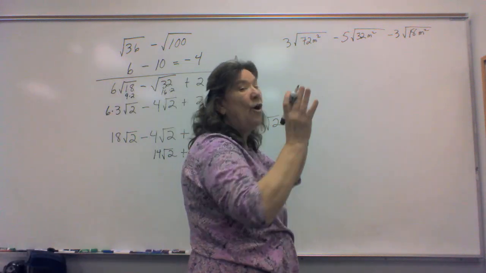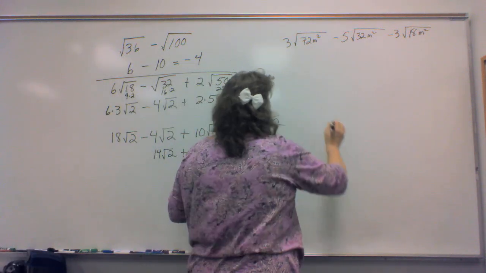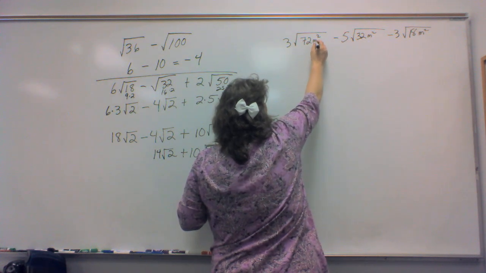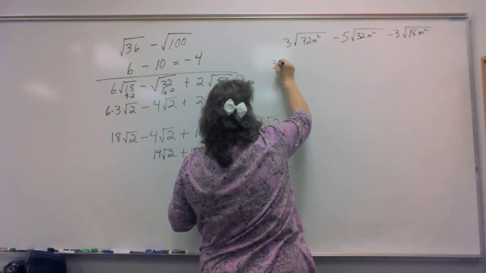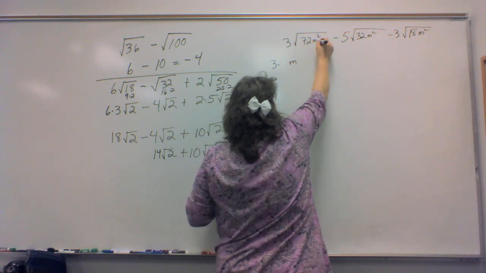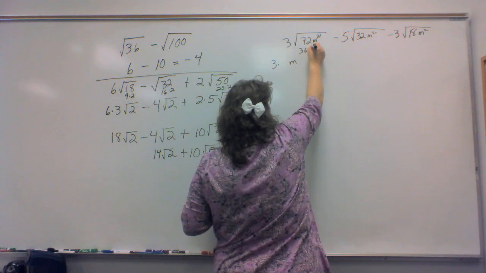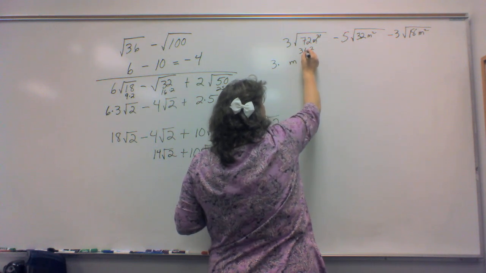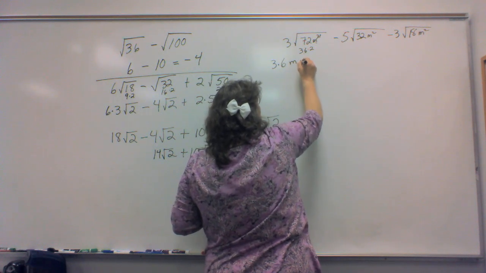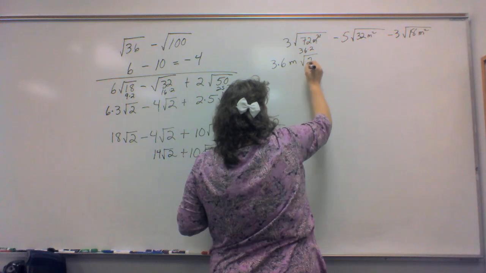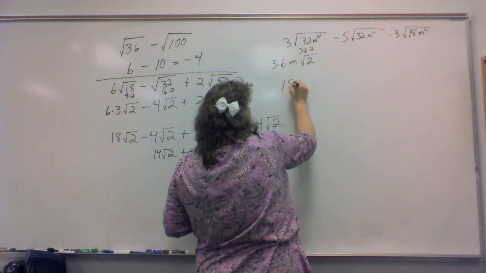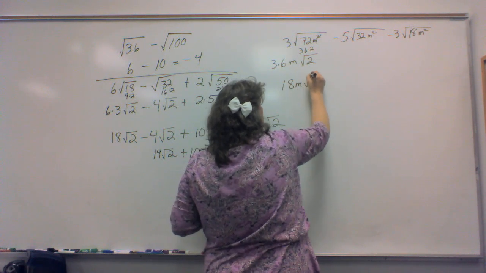Again, using all your simplification skills, m squared is going to come out as an m. So we have 3 times an m, so that one's gone. 72 breaks up into 36 times 2. The square root of 36 is 6 and leaves me a square root of 2 still in the house. So this is 18m square root of 2.